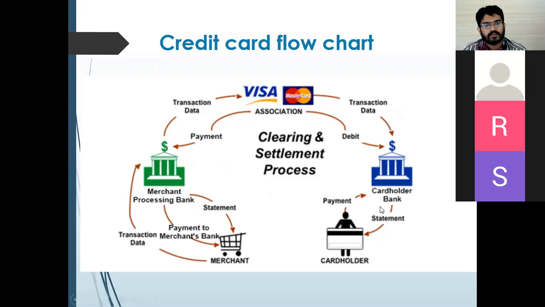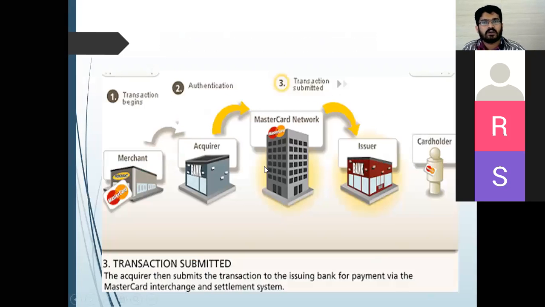Now there is one more flow chart. This is again how you will be able to understand. See what happens. You go to a shopping mall, you produce your credit card, which is a MasterCard, let's say. That transaction begins. That goes to the acquirer, the acquiring bank, which authenticates it. Authentication is done. Then it goes to MasterCard, the association. Through the MasterCard network, the transaction is submitted to the issuer. When it is authorized and settled, the information is sent to the issuer, and the issuer sends it to the card holder.